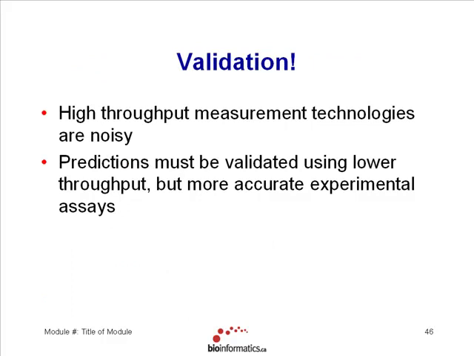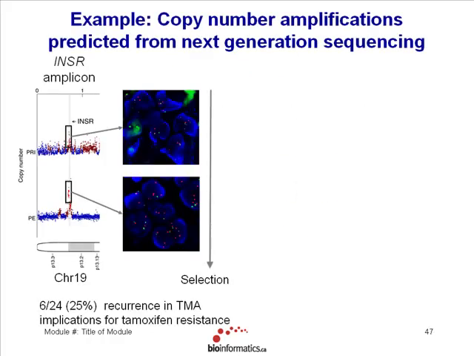Just a point about validation. High-throughput measurement technologies are noisy. We know that. So predictions must be validated using lower-throughput but more accurate experimental assays. That's just a statement that is true, and you need to do it. Here's an example.